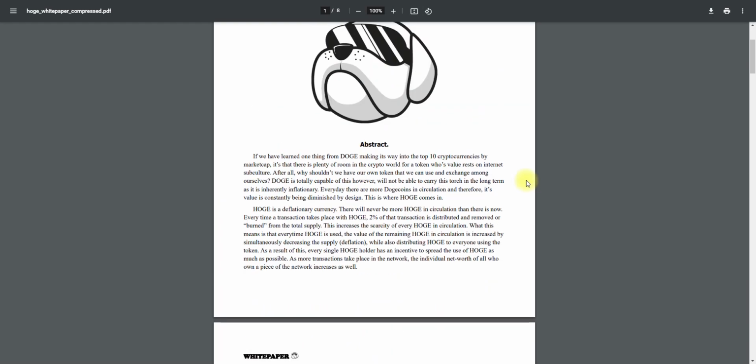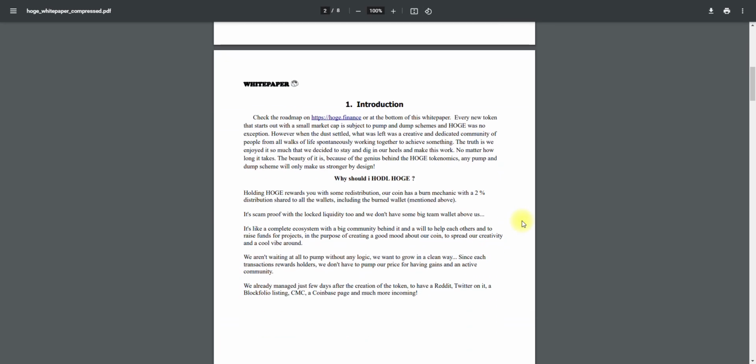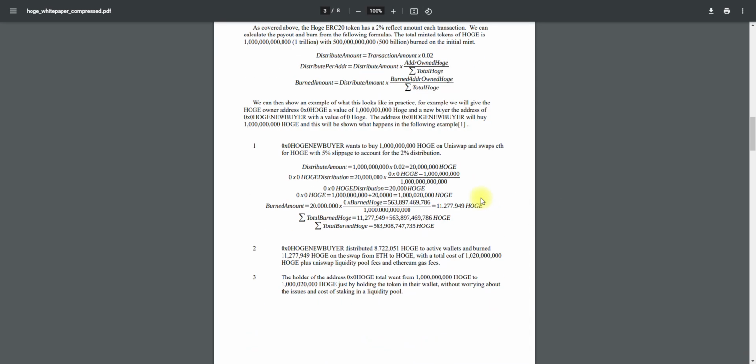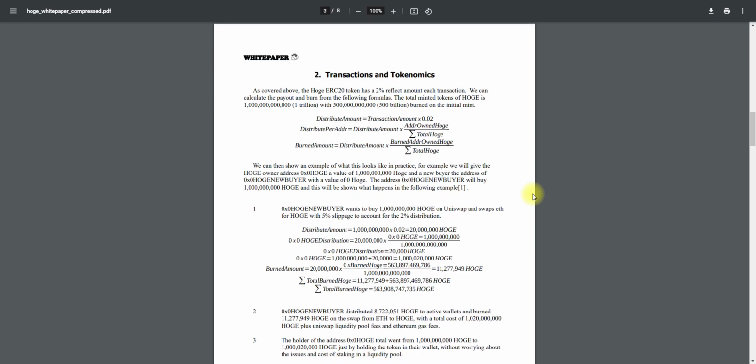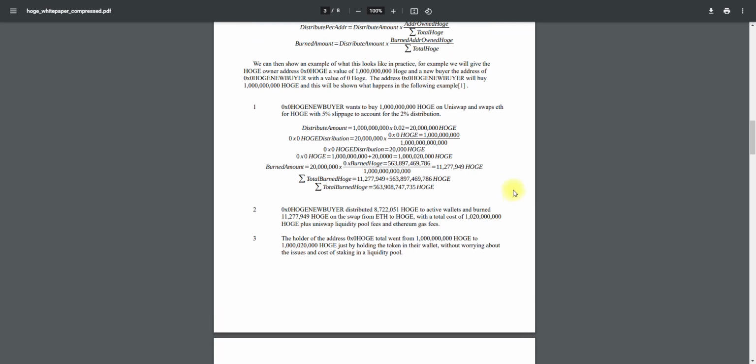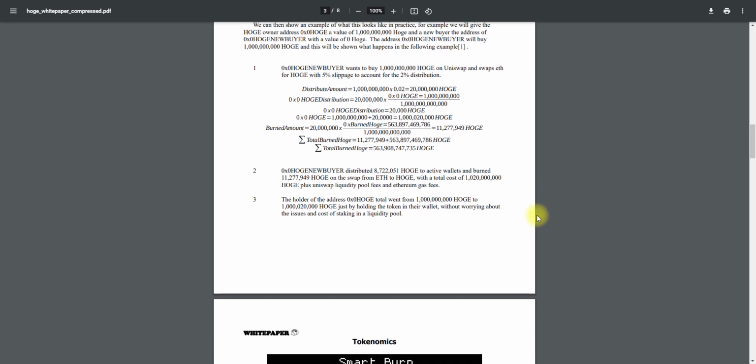This is the white paper. I'm not going to read all of this white paper, but like I just explained in the summary, it shows how everything works. Here's all the calculations, and some of this is pretty complex. I'm not going to go over it, but you can go on the website, Hoge.finance, and read it yourself. It explains the tokenomics, the distribution of tokens to people that hold it, to people that buy and sell it. So I think there is a 100,000 Hoge fee when you sell or do a transaction withdrawal.